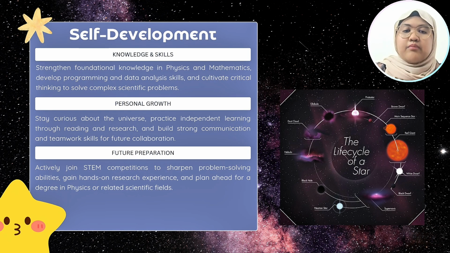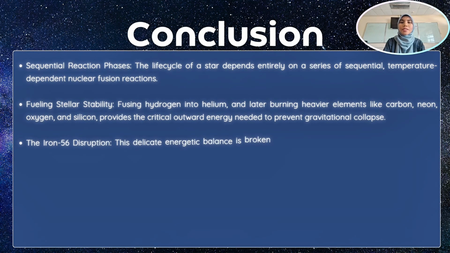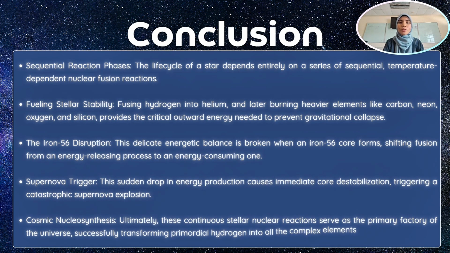In conclusion, the life cycle of a star is fundamentally a beautifully ordered series of temperature-dependent nuclear reactions. A star begins its life by burning hydrogen, and as it ages and gets hotter, it moves on to fuse heavier elements like carbon, neon, oxygen, and silicon. Each of these stages yields new elements while generating the critical energy needed to keep the star stable.